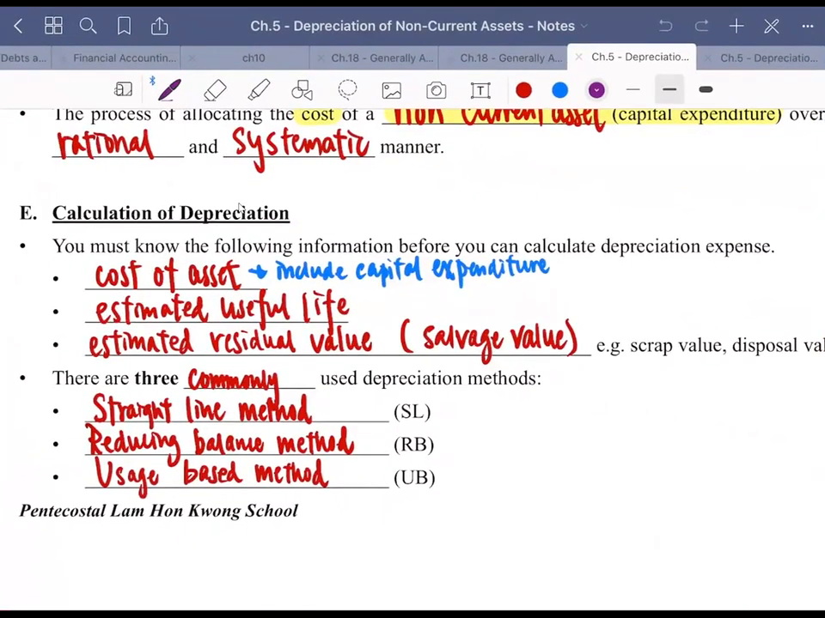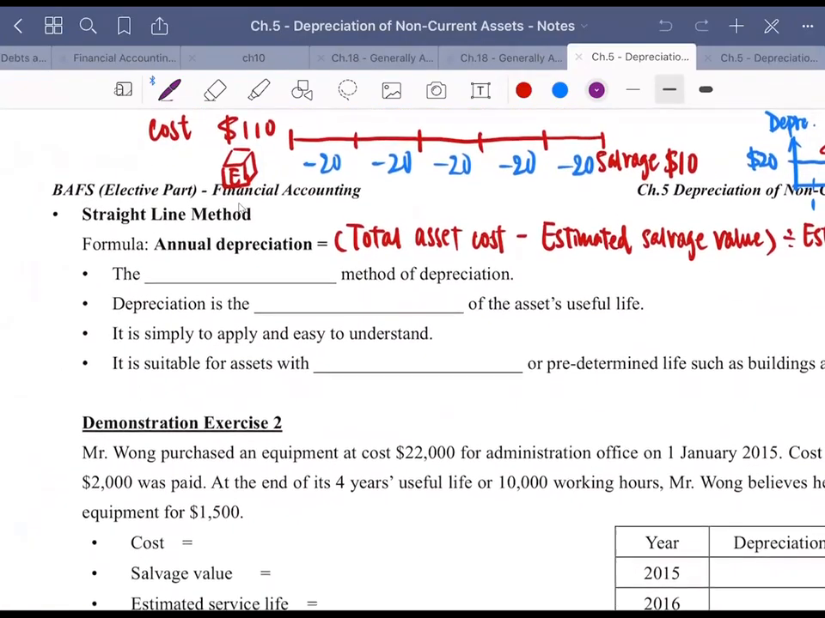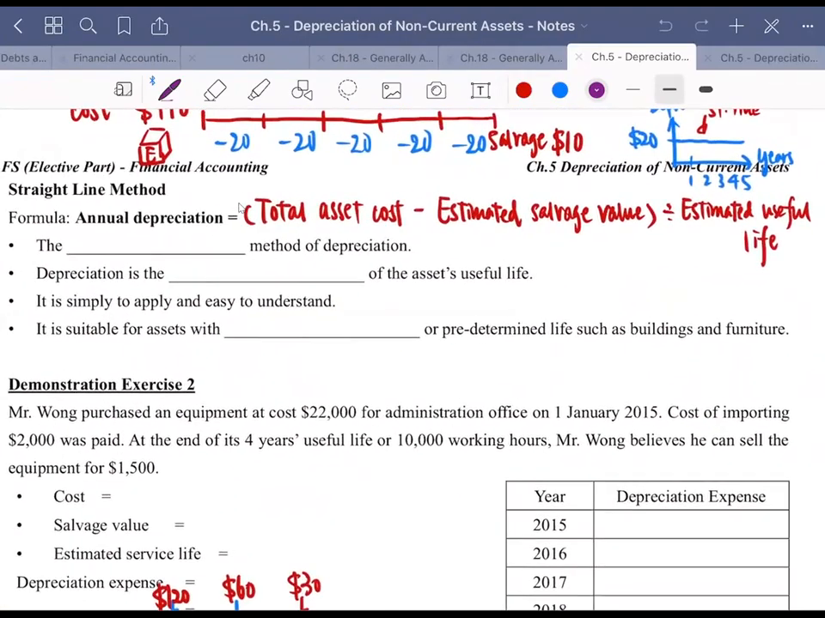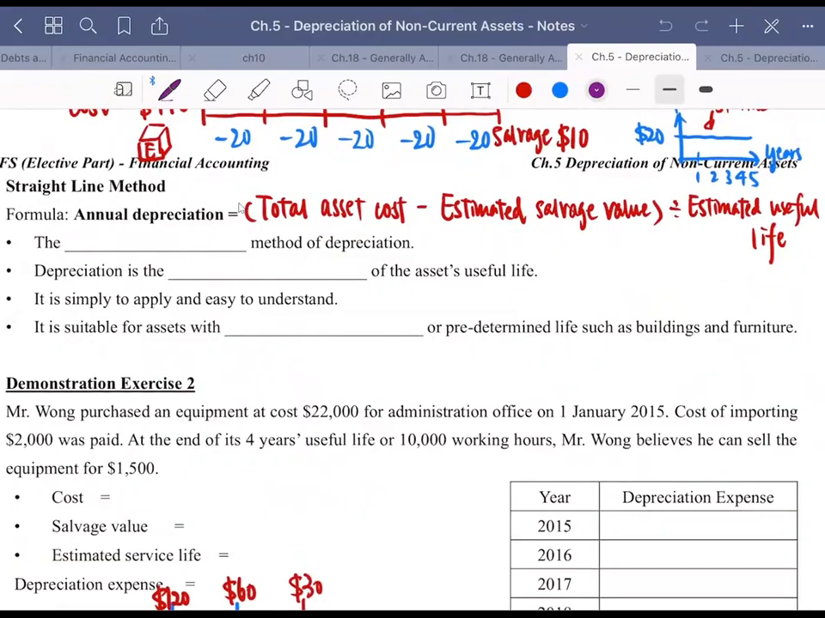So first of all, let's start with the straight line method. Last time we talked about how the annual depreciation of the straight line method would be calculated by deducting the estimated salvage value. The salvage value is the remaining value after using the asset, like maybe for 10 years, and we estimate it can be sold for maybe $1,000. So the remaining value has a specific name called the salvage value.